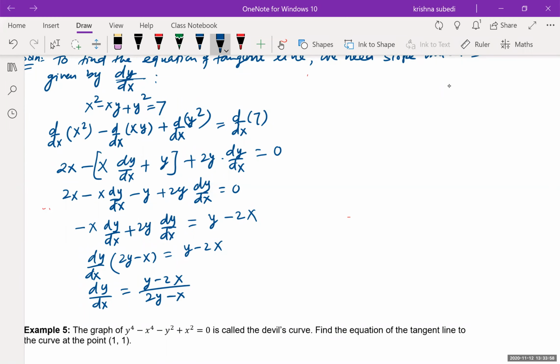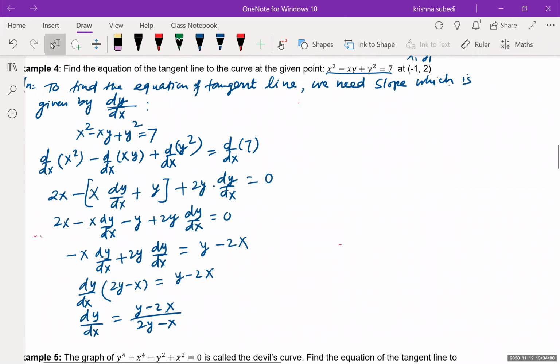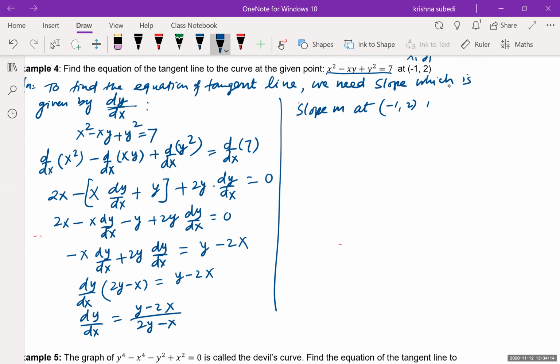So we found the derivative. Now the question is, what is the derivative at the point -1 and 2? So the slope m at the point -1 and 2 is given by m equals dy over dx. Substitute the value there. Maybe let me just copy that as it is first.